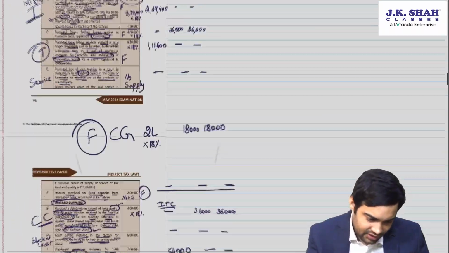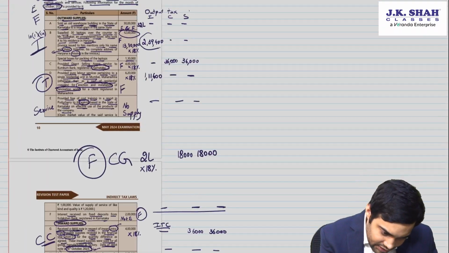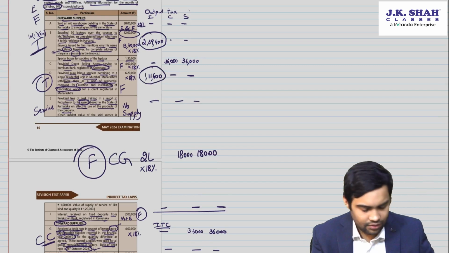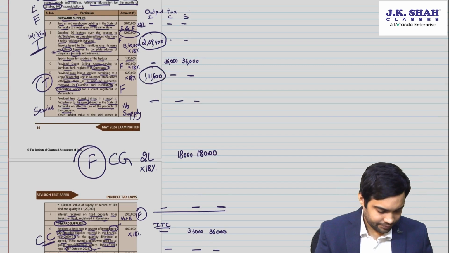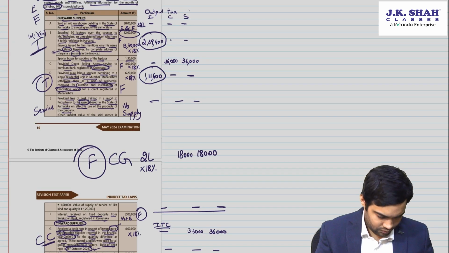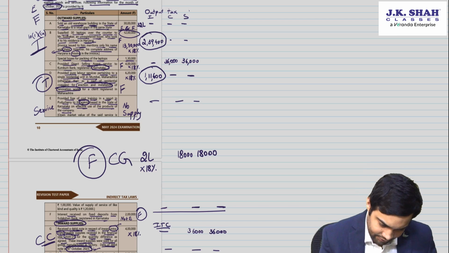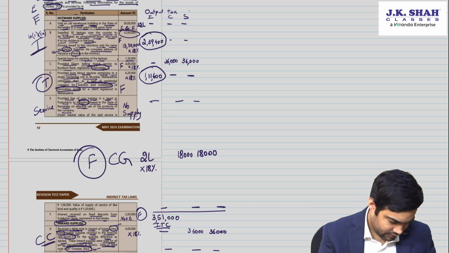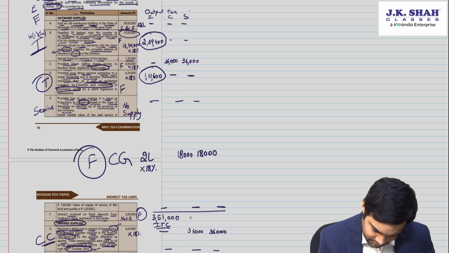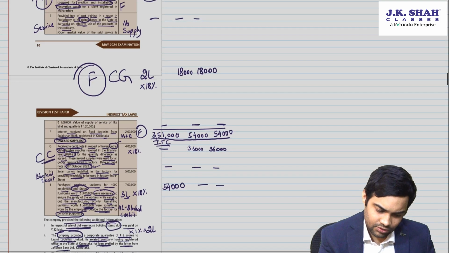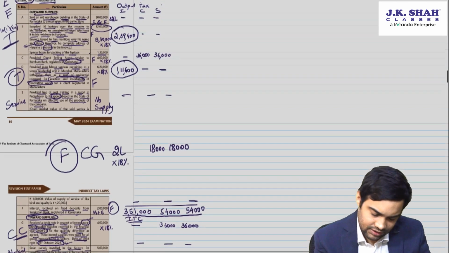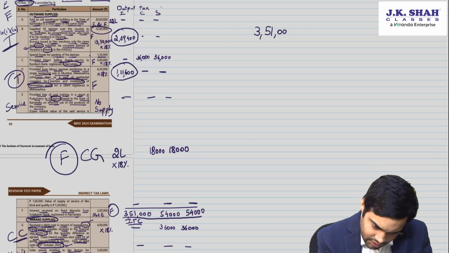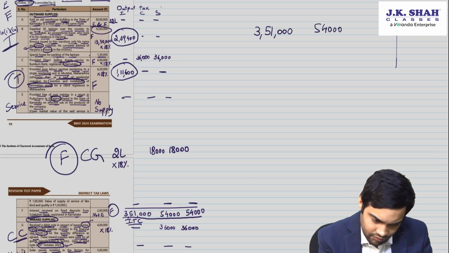Now let's start doing the computation. 239 plus 111,600 gives 3,51,000. Then 36 plus 18, that is 54,000 CGST and 54,000 SGST. So 3,51,000, 54,000, 54,000. This is our output.